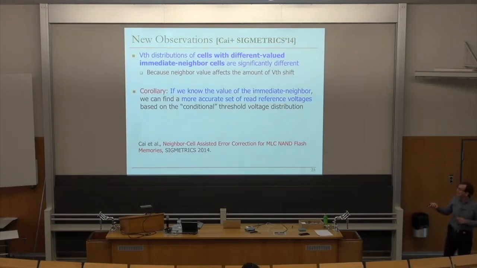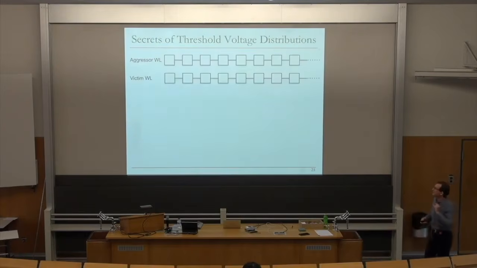Corollary is that if we know the value of the immediate neighbor cell of a cell we are trying to read, then we can find a much more accurate set of read reference voltages based on the conditional threshold voltage distribution. Conditional meaning conditional based on the value of the neighbor cell. That's the idea. So let's take a look at an example.